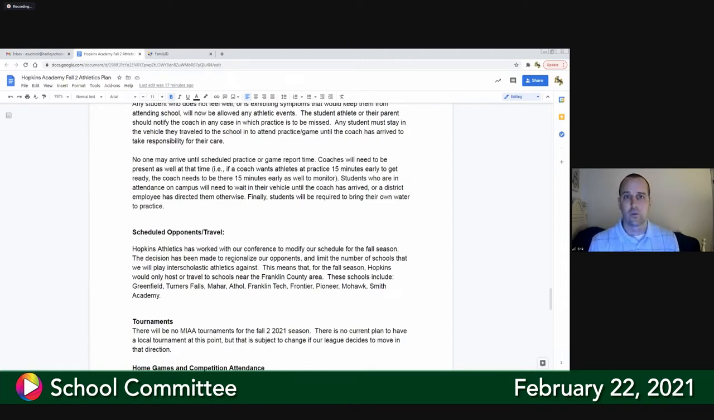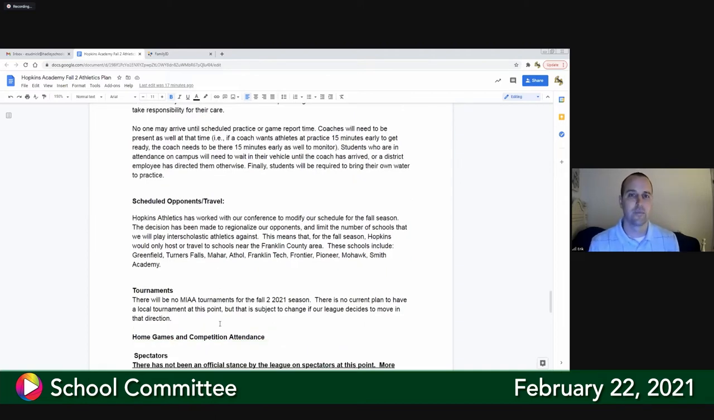For soccer, we are looking to schedule 8 games at this point. There is no tournament set up by the MIAA for the Fall 2 season. There's no plan for a local tournament at this point, but that doesn't mean that is entirely out of the question. A lot of that could depend on weather. We've been originally talking about 8 games, but depending on how the weather goes and how things are moving in and around the league, it's subject to change, so we'll keep that fresh.